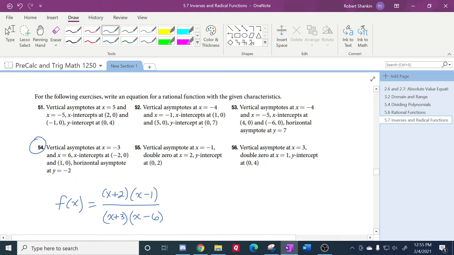Now, the degree of the numerator, if I FOILed this out, its highest power will be x to the second, so it's a second degree polynomial. Same thing with this one. So then the ratio of the leading coefficients has to be -2. So if I put the negative 2 up in the numerator, then if I FOILed this out, the first term would be negative 2x squared. The first term here would be positive 1x squared. The ratio of the leading coefficients would be negative 2.